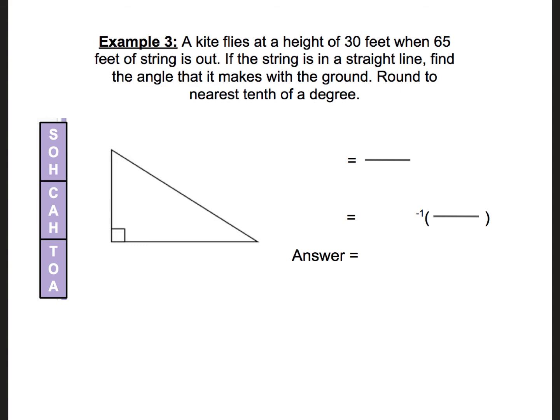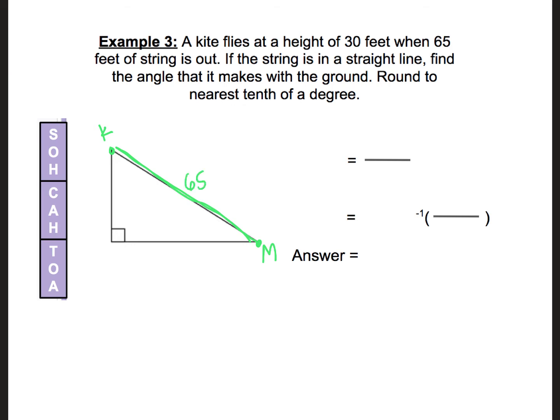All right, so we are flying a kite. My kite is in the air, so it's probably way up here. That's going to be K. Let's say this is us at the bottom. We'll mark us with an M. We know that the kite flies at a height of 30 feet when 65 feet of string is out. So if this is me down here, the kite string would be this side, and that would be 65 feet.